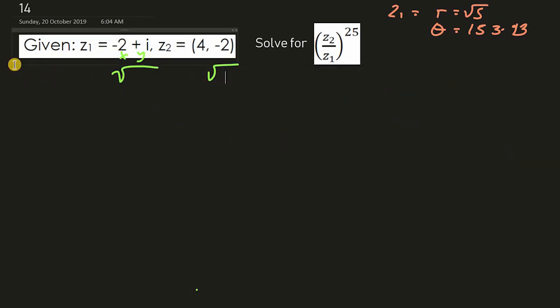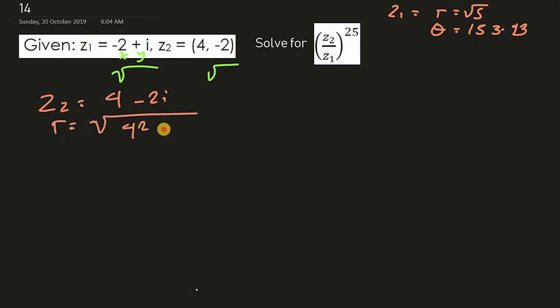Alright. Next here is to solve for the Z sub 2. Ang Z sub 2 kasi ay nasa rectangular form, 4 minus 2i. So again, let's solve for the value of our r. The value of our r here would be equal to the square root of 4 squared plus 2 squared. That's equal to 16 plus 4, square root of 20, or 2 square root of 5. Tama. That would be equal to 2 square root of 5.